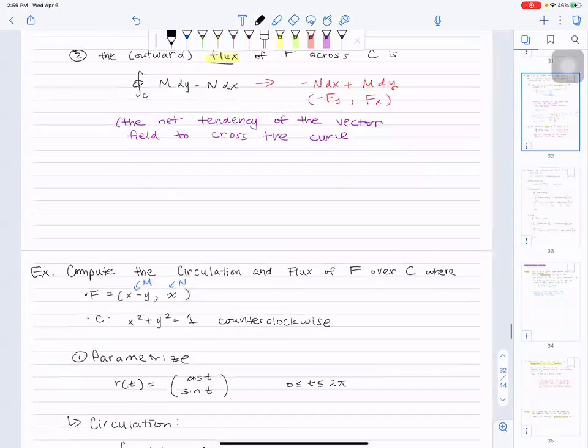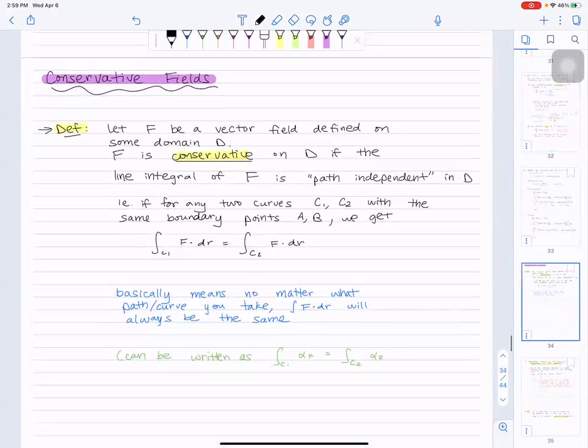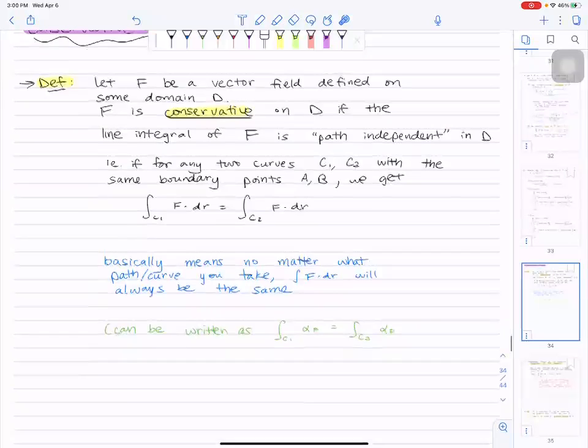Okay, theorem. First, let's go over what conservative means. So F, some vector field, is conservative on some domain, some region, if your function is path independent. Meaning that whatever curve you choose, it doesn't matter as long as you have some boundary points, a start point and end point, your integral of F dot dr will always be the same. So no matter what path you take, or in the one form language, the integral of your one form is the same, regardless of the curve you choose.